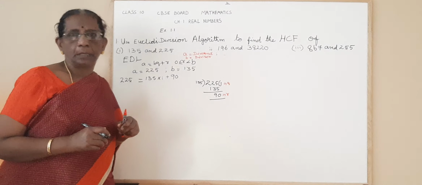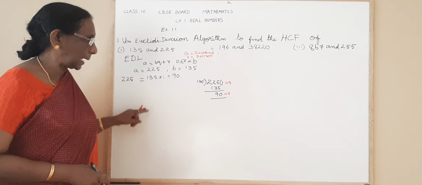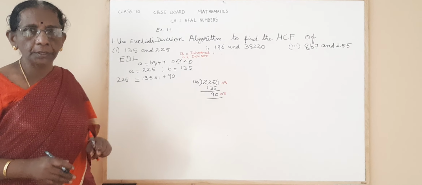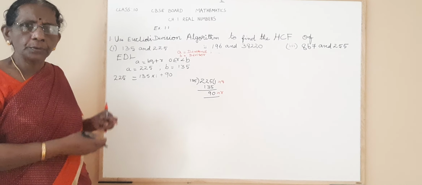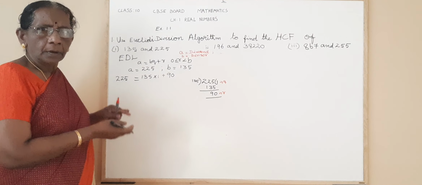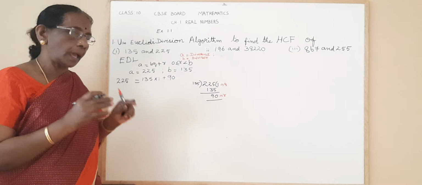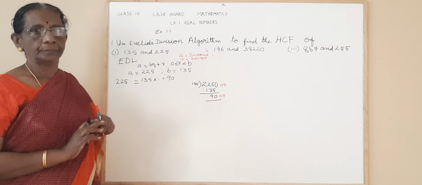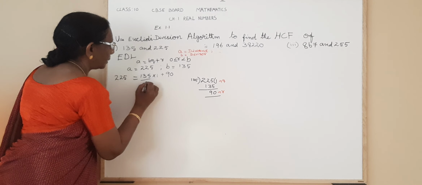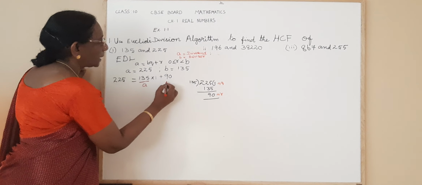So you may ask me, till when do we have to continue the steps? We have to continue these steps till we get the remainder as 0. So for moving to the second step, we need a and b. Isn't it, children? So we are going to select a and b from the first step. Okay. So what will be a? The previous divisor will be a and the remainder will be b.